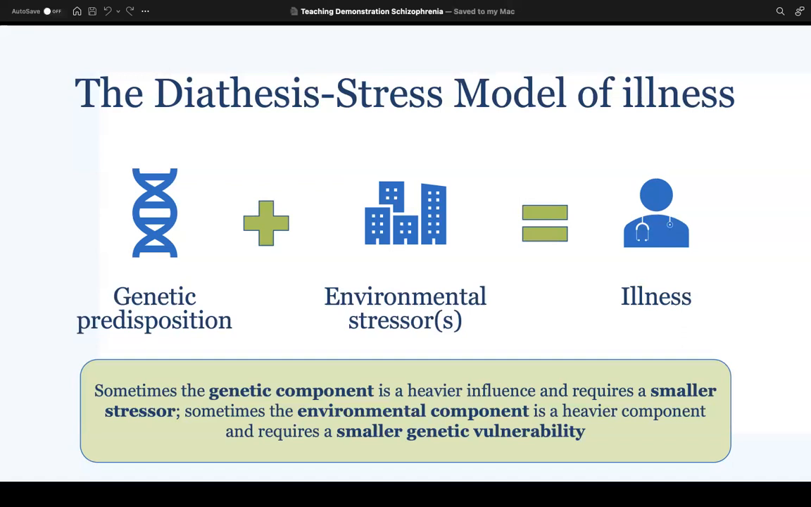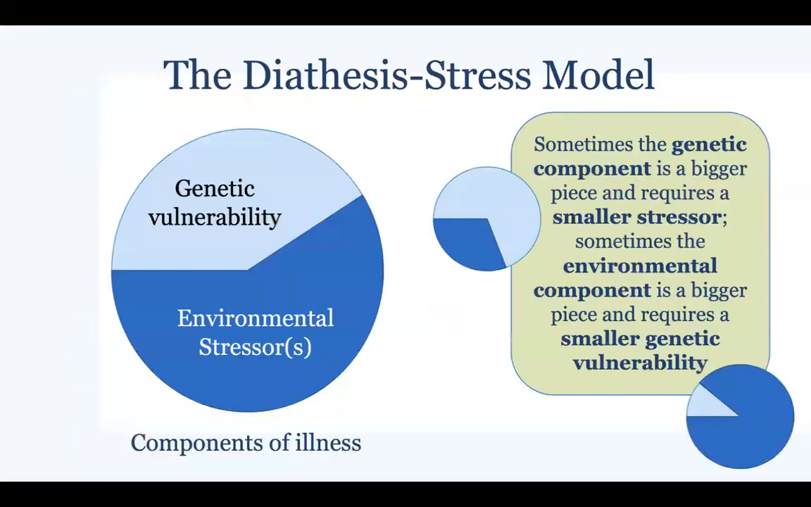Sometimes, you have that 48% genetic predisposition, right? And then it doesn't take a whole lot of environmental stressor to push you over the edge into illness, right? But what if your genetic predisposition is 1%, right? Then you need a whole lot of environmental stressors, right? So it's going to be different for each person, and it's not going to be as easy as saying, biology or environment. It just doesn't work like that.